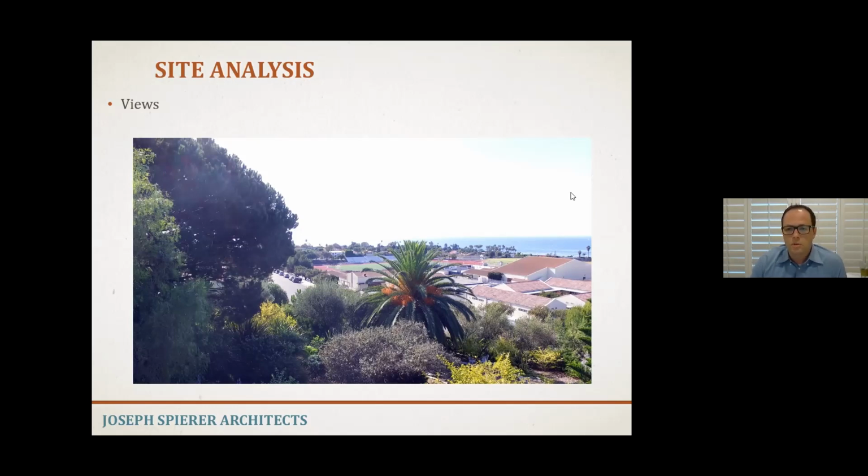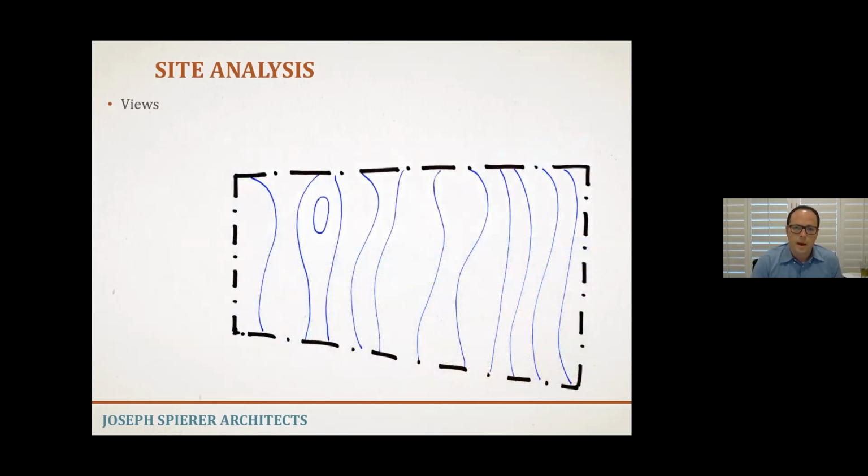Sometimes your view is panoramic, and sometimes you have a peekaboo view, and you want to make sure you're taking advantage of that view. This is a view from one of our projects that we are designing currently in PVE. Imagine this is the upper portion of the lot, and it slopes steeply down to the lower portion of the lot. Imagine that you want to place a home on this lot.